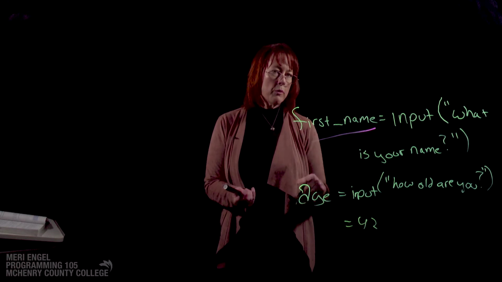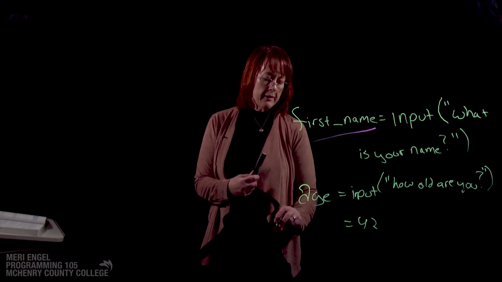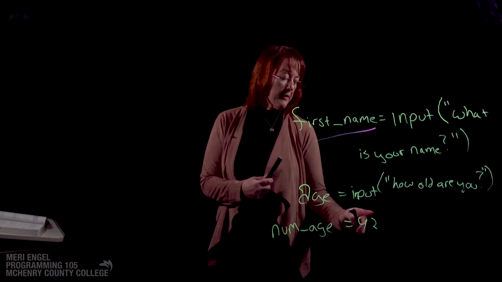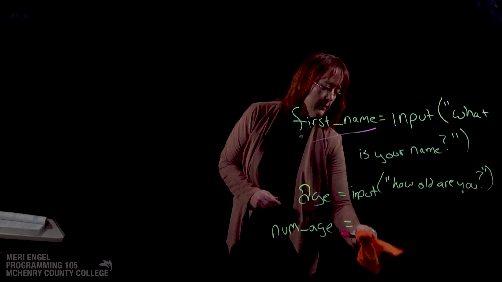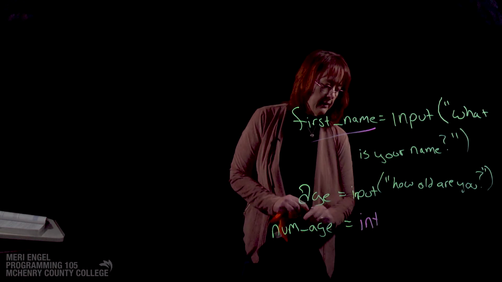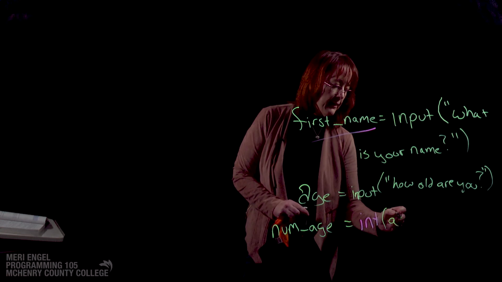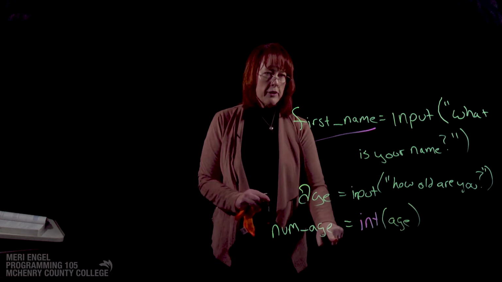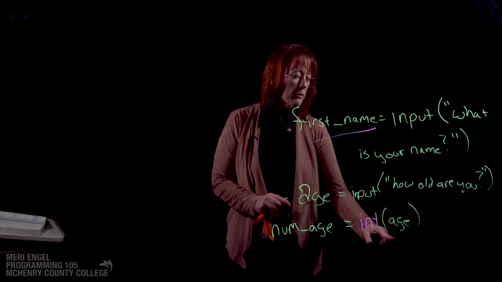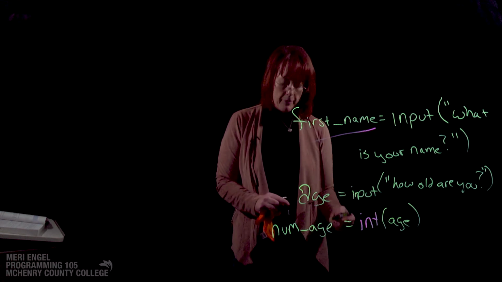That's not going to work when we go to print it. So if we want to do some sort of math with it, we can do numeric age equals, we can convert it by saying int, and then this is a function, so this is a function name, and so we put in the variable age. So new variable name, num underscore age, equals, that's assigning it to the result of this, which is converting age, which came in as a string here, into an integer. Then we could do math with it.